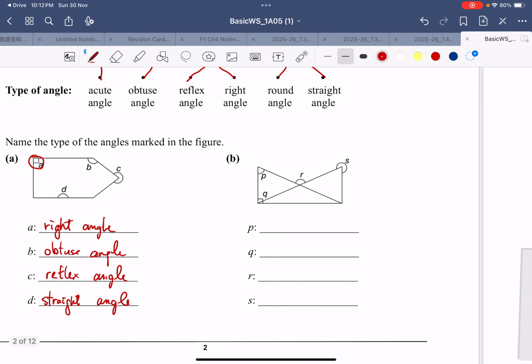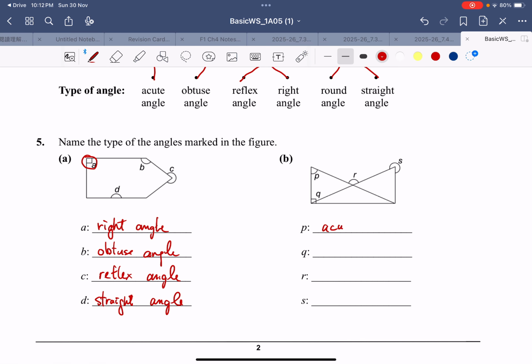And then P, acute angle, right angle, obtuse angle, and reflex angle.